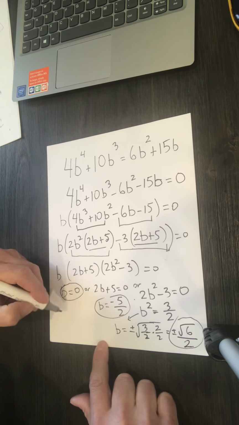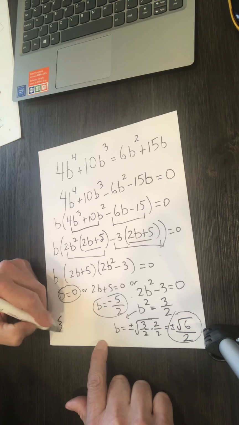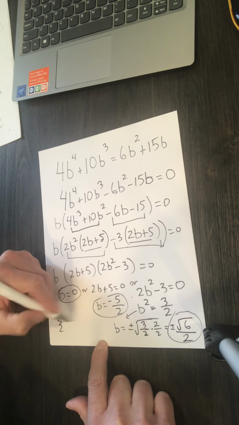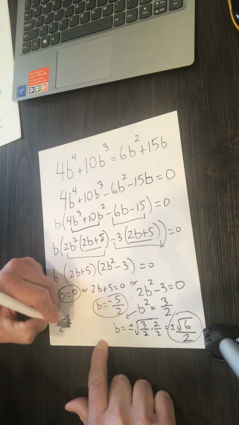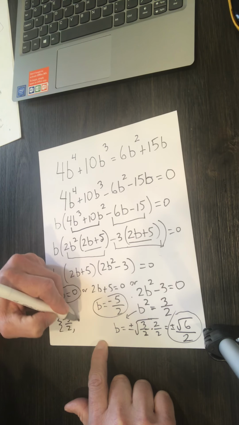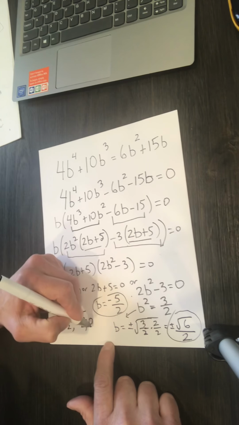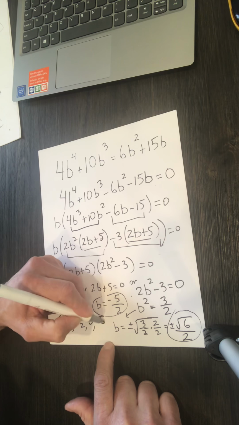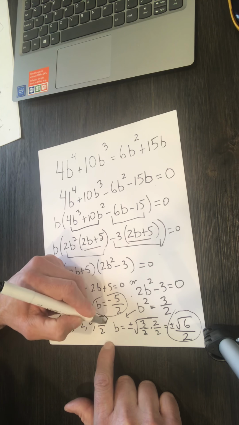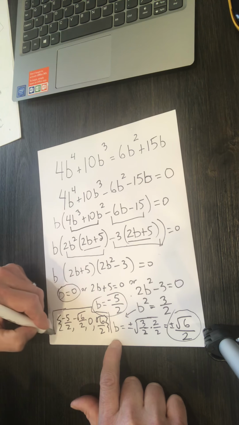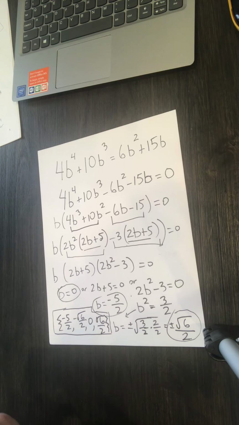If I write this in roster notation, where we list the solution set out, the 4 solutions would be negative 5 over 2, negative square root of 6 over 2, 0, and positive square root of 6 over 2. And we're running out of space on this paper, but that would be the final solution.